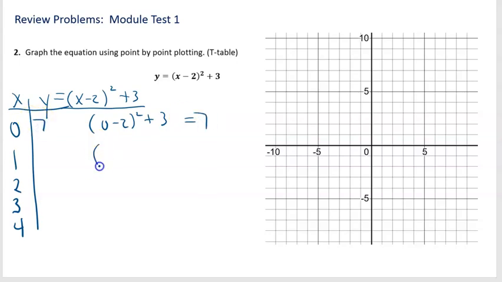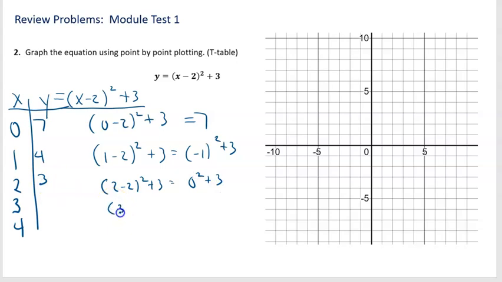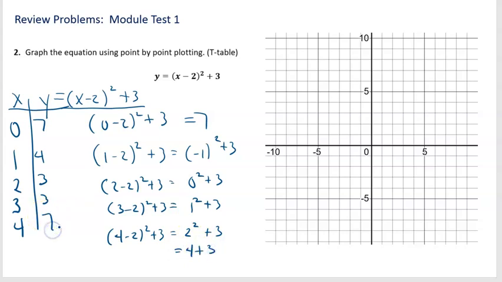So 0, 7. And then 1 minus 2 squared plus 3. And 1 minus 2 is -1 squared plus 3 is 4. Now 2 minus 2 squared plus 3. 2 minus 2 is 0 squared plus 3 is 3. 3 minus 2 squared plus 3 is 1 squared plus 3. I square that 1, 1 plus 3 is 4. And 4 minus 2 squared plus 3. I do 4 minus 2 is 2 squared plus 3. I square my 2. That gives me 4 plus 3, which is 7.